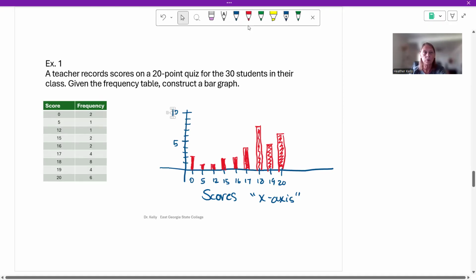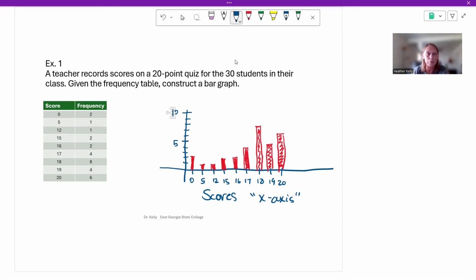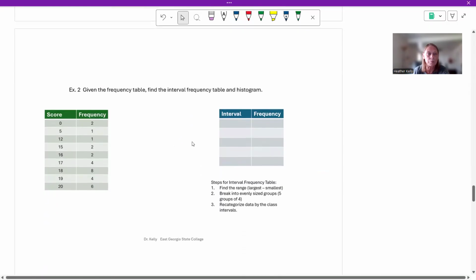Okay, let's keep on going here. Oh, I know what's happening. I keep on pushing my arrow keys on my computer and it's just messing everything up. Okay.